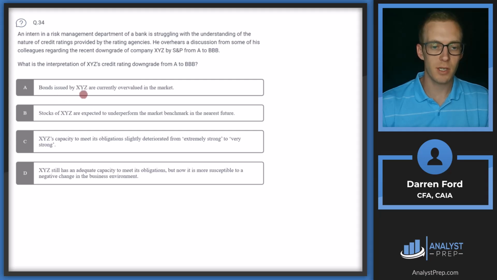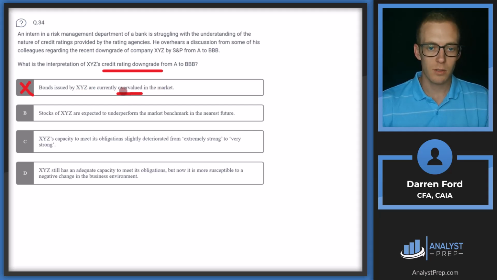So we've got A, bonds issued by XYZ are currently overvalued in the market. A credit rating downgrade doesn't necessarily have anything to do with over or undervalued in the market. It could have something to do with the business of XYZ, or it might just be related to their debt load and/or something else of that nature. So I think we could rule that out.